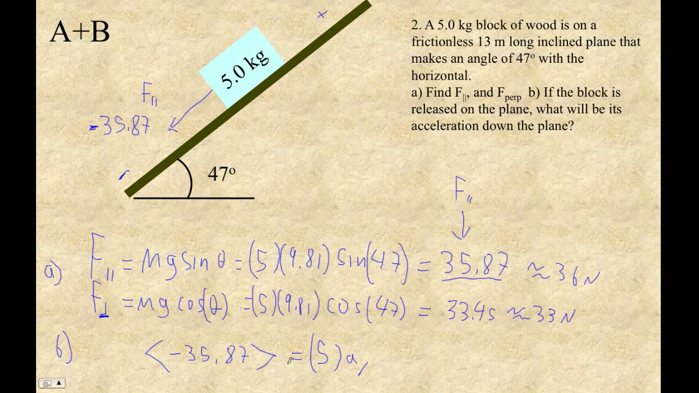Since that's negative, I get A equal to negative 7.175 meters per second squared. Sadly, we only have 2 sig figs, so we have to say negative 7.2 meters per second squared. Circle that, but there it is. We're going to use 7.175 on the next problem.